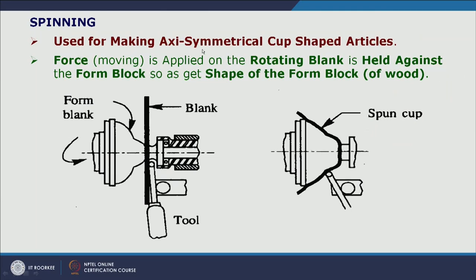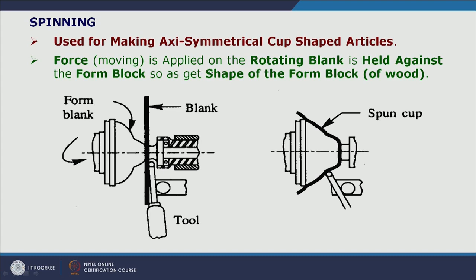Spinning is used for making axis-symmetric cup-shaped products. Here is the form block, and the sheet metal is held between the form block and another support system which pushes the sheet metal against the form block. The form block is rotated, and this round-tipped tool is pressed onto the sheet metal, so that the sheet metal deforms and takes the shape of the form block. So during the rotation, when the force is applied, the sheet metal takes the shape of the form block like this.